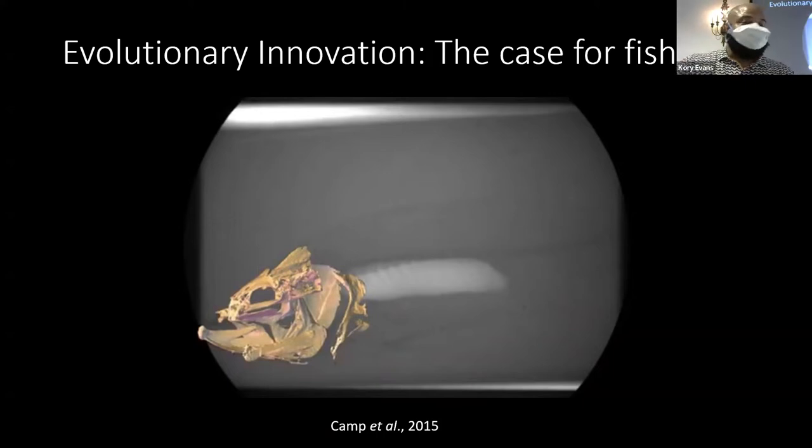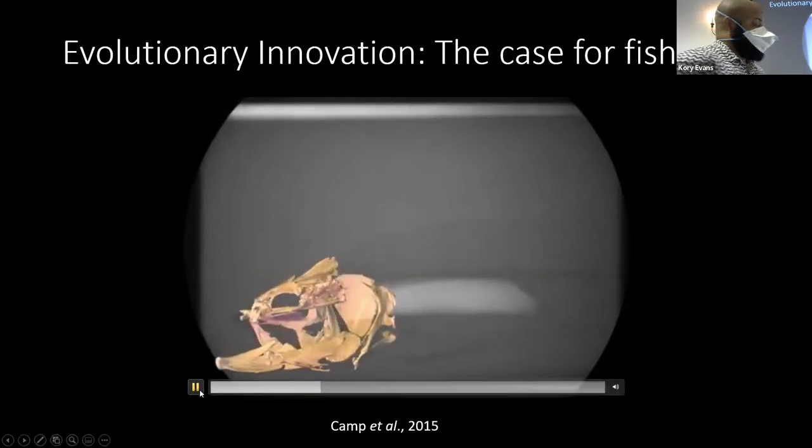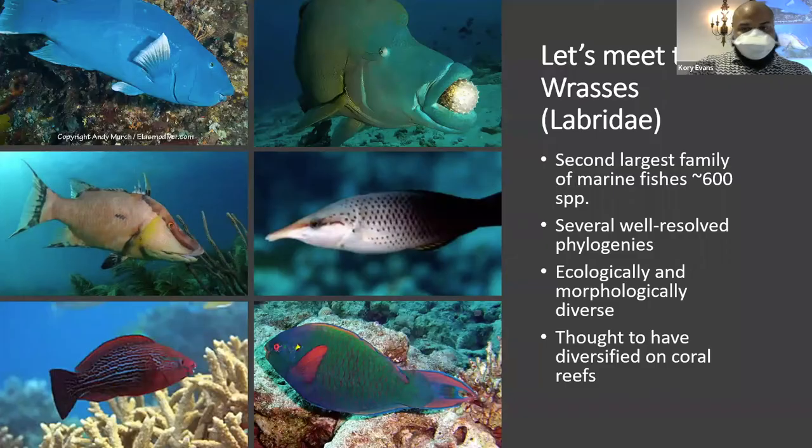It also means that the teleost fish skull is one of the most complex biological structures. One of the teleosts we're talking about today is a group that's very near to my heart. These are the wrasses. This is a very charismatic group of coral reef fishes. They're ecologically diverse, morphologically diverse, and in many cases, downright adorable. They also are very well represented genetically, and we happen to know quite a bit about their ecology as well, which makes them a really interesting system to study.